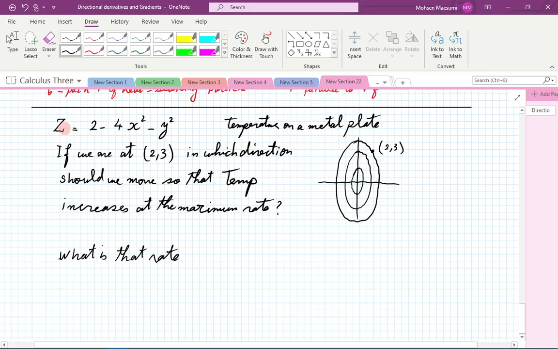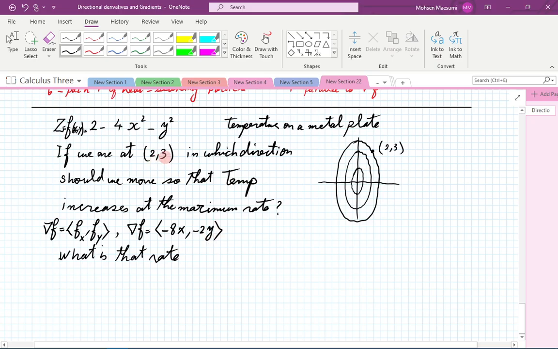Okay, if you want to call this z equal to f of x and y, or you could also leave it just as z. First of all, we calculate the gradient of this function. The gradient for a function of two variables is very easy. It's the partial with respect to x and y. So the gradient of this function will be: the partial with respect to x, which is minus 8x, and the partial with respect to y, minus 2y. If you are at the location x and y, go in the direction of this vector so that your temperature grows at the highest rate.